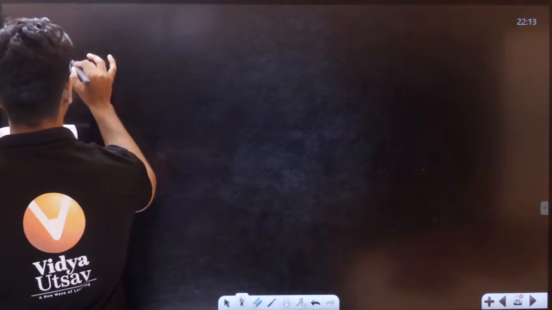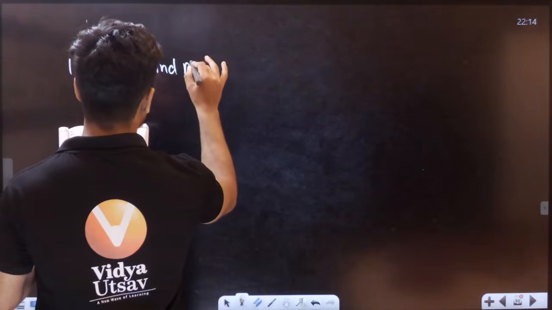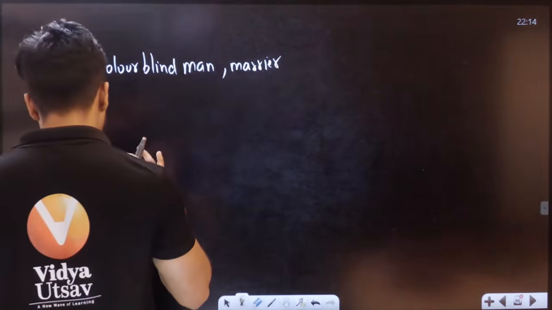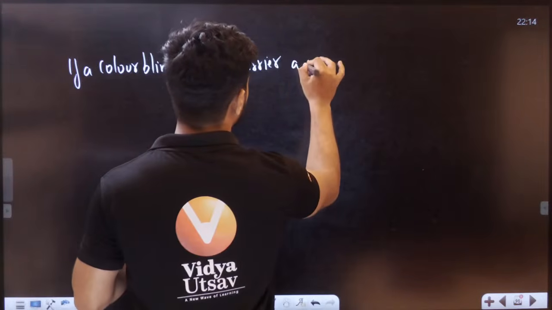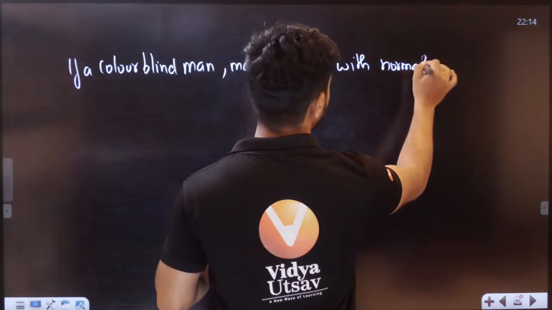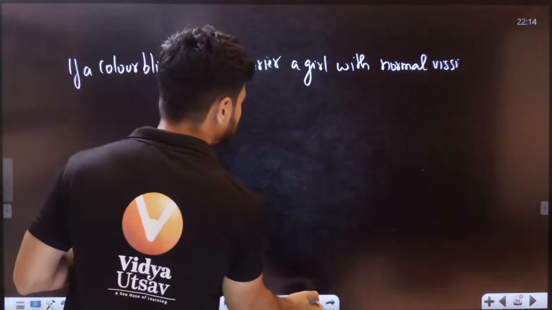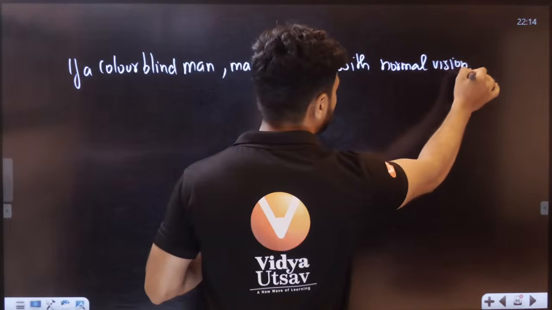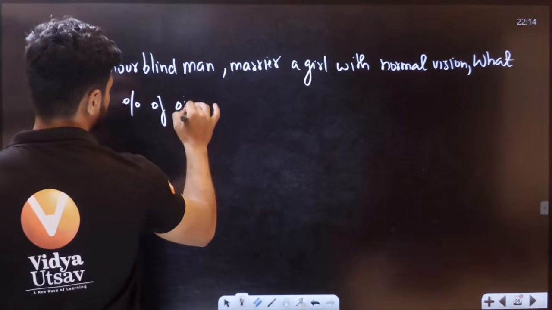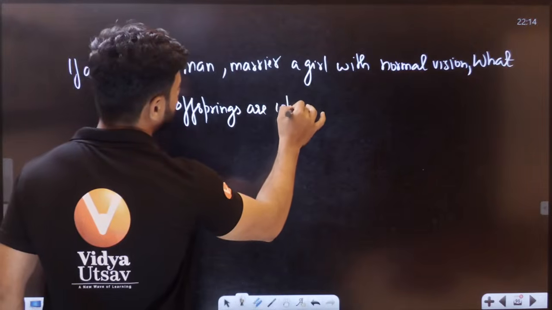If a colorblind man marries a girl with normal vision, what percentage of offsprings are colorblind?